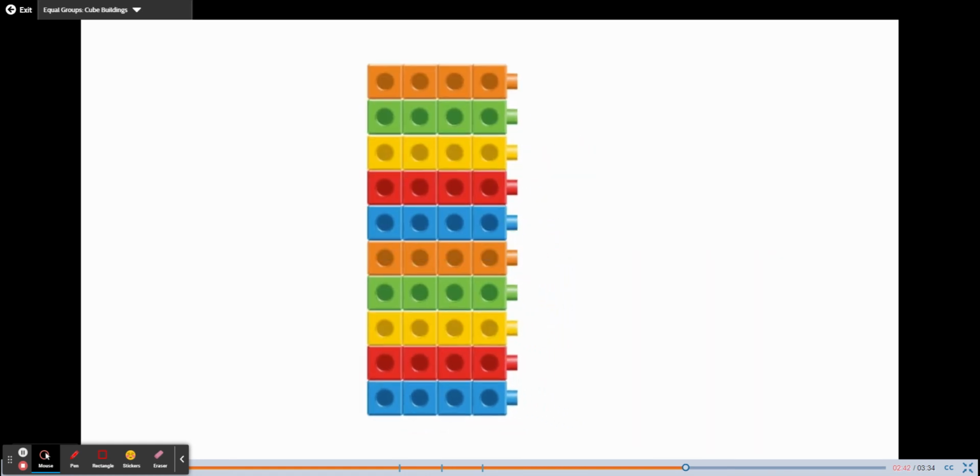Anita counted by tens. Since there are 10 floors, there would be 10 of each of the 4 rooms. So she counted 10, 20, 30, 40. There are 40 in all. 10 plus 10 plus 10 plus 10 equals 40.